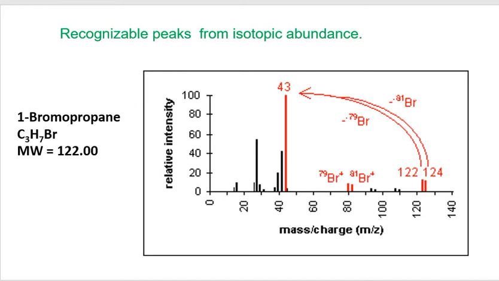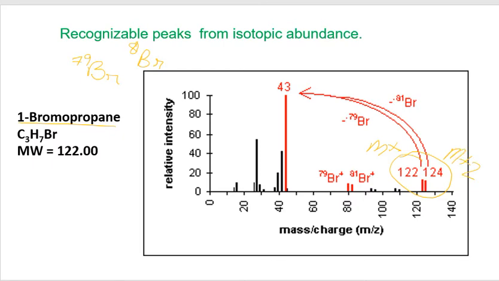Let's consider the mass spectrum of 1-bromopropane. In 1-bromopropane, we have one bromine atom, but bromine has two isotopes, bromine 79 and bromine 81. So in the mass spectrum of 1-bromopropane, we can see that there are two molecular ion peaks: one is the M plus ion, and one is the M plus 2 ion.